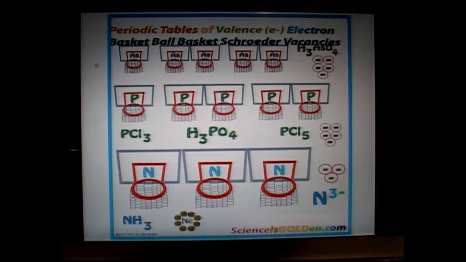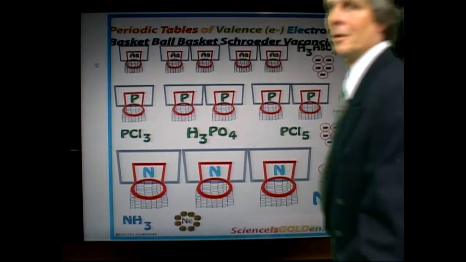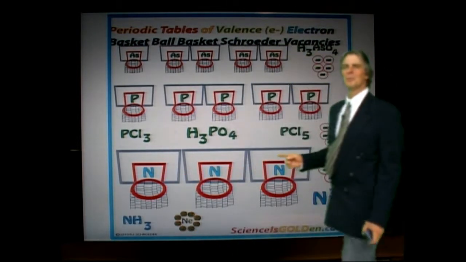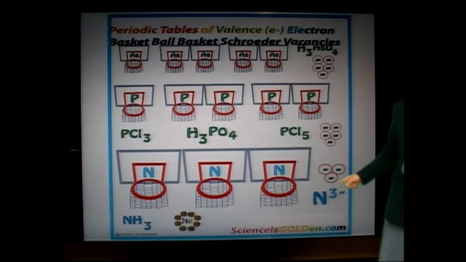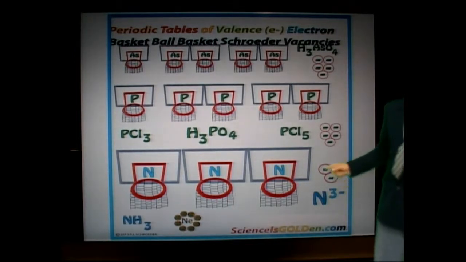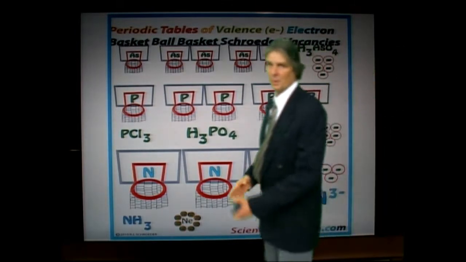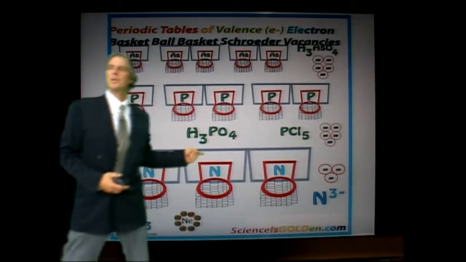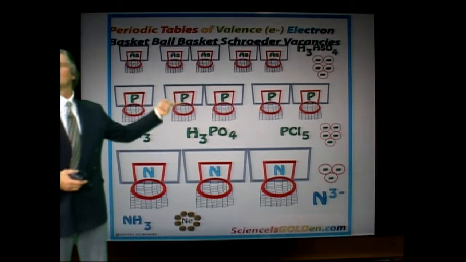So nitrogen, remember I said nitrogen was 3. 3 baskets. What could be easier, huh? N3- would be the ion. If you bring the H's in for 3 bonds, NH3 is ammonia. So 3 for the nitrogen.